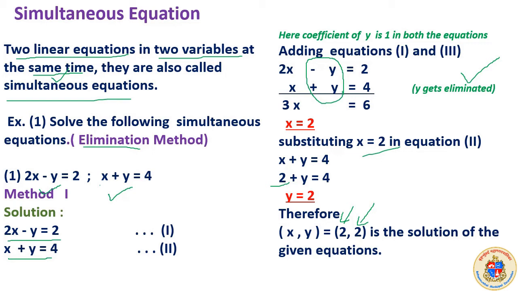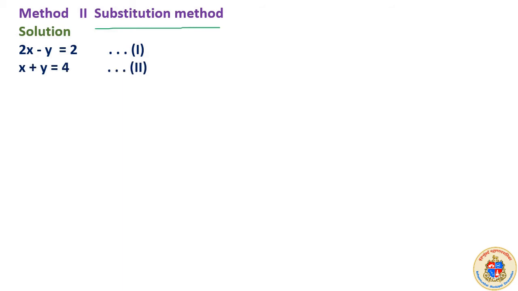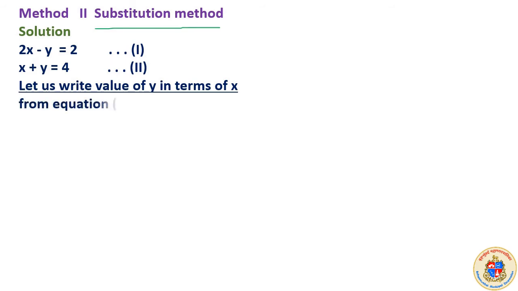There is another way of solving the same question. I will show you. The method is named the substitution method, in which you will be substituting one in the case of the other. Same question, 2x minus y is equal to 2, x plus y is equal to 4. Now we will try to write the value of y in terms of x. That means we will first find y in any one of the equations. Which one, the first equation or the second equation? Here taking the second equation is easy, but I am taking the first equation.